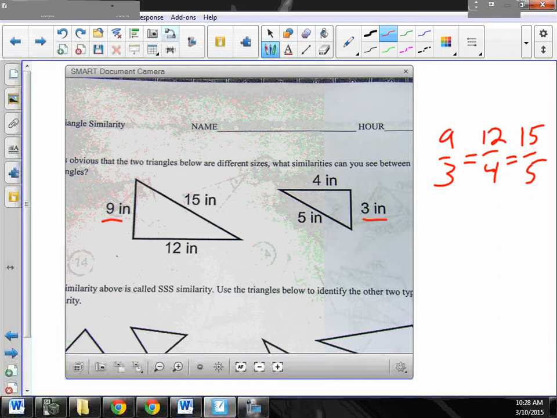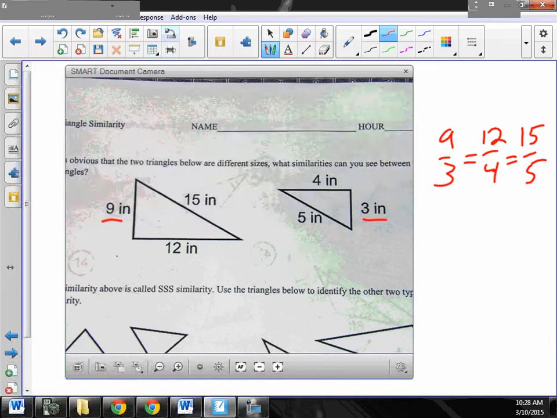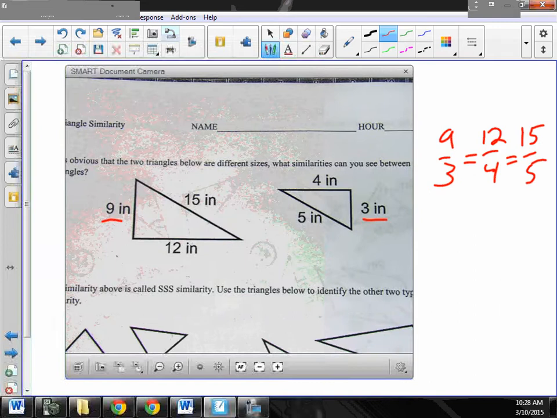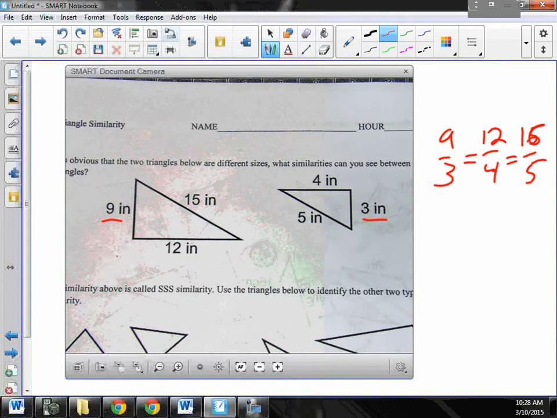9 divided by 3 is 3. 12 divided by 4 is 3. 15 divided by 5 is 3. So the big triangle is 3 times bigger than the small triangle. And because that's true with all three sides, the triangles are the same shape. Now, what if instead of 15, this one was 16? If I mess up one side, does that ruin the similarity?